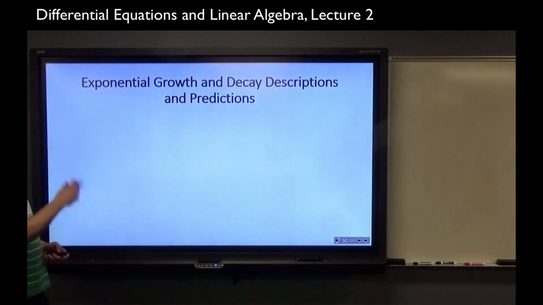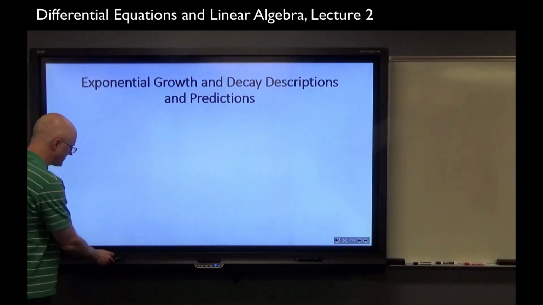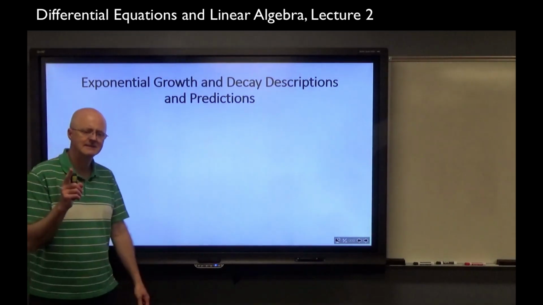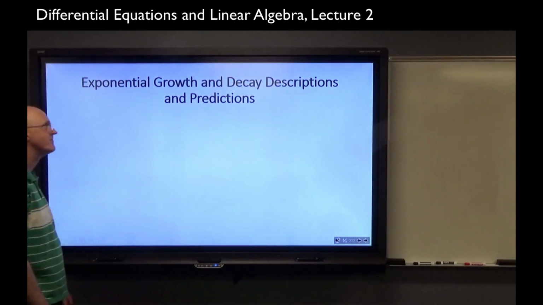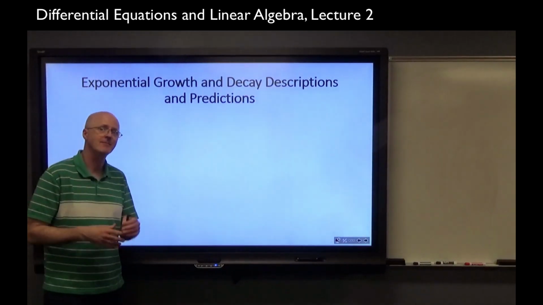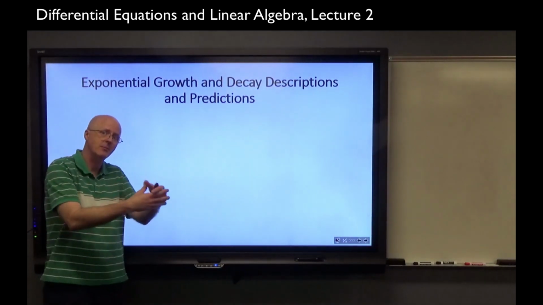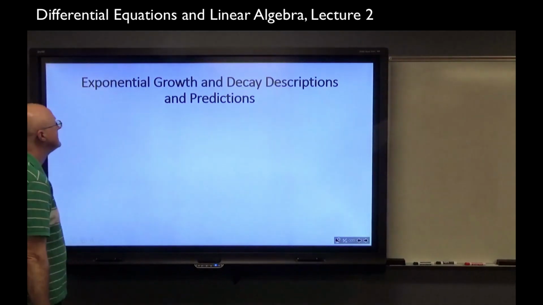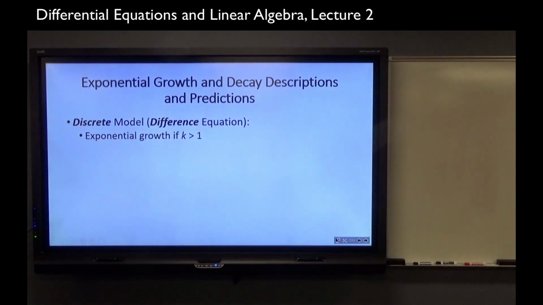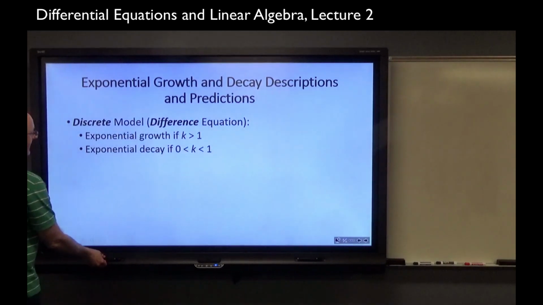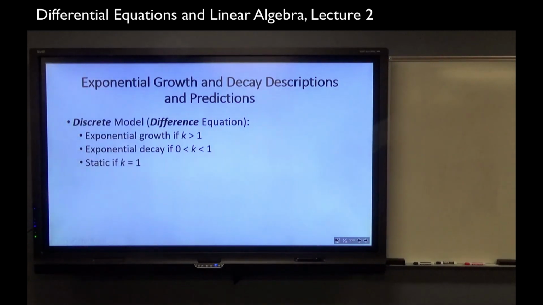All right, let's summarize some things here. This is pretty important to know. And the summary that I'm giving here does generalize a lot to higher dimensional problems, and that's part of linear algebra as well, helping us think about higher dimensional problems. Exponential growth and decay, descriptions and predictions. Summarize what's happened. With the discrete model, the difference equation, we really see that when k is bigger than 1, it's exponential growth. When k is between 0 and 1, it's exponential decay. And when k equals 1, it's static, it's constant.